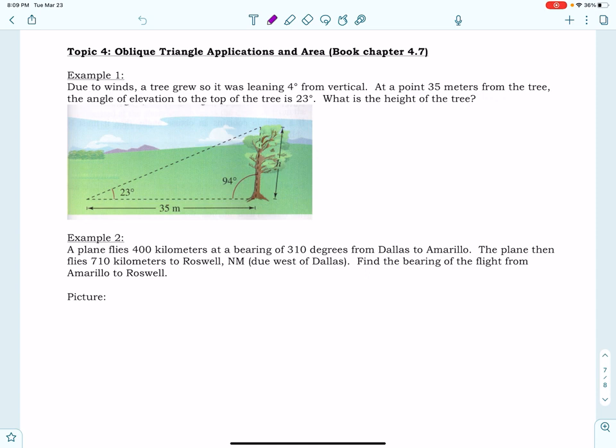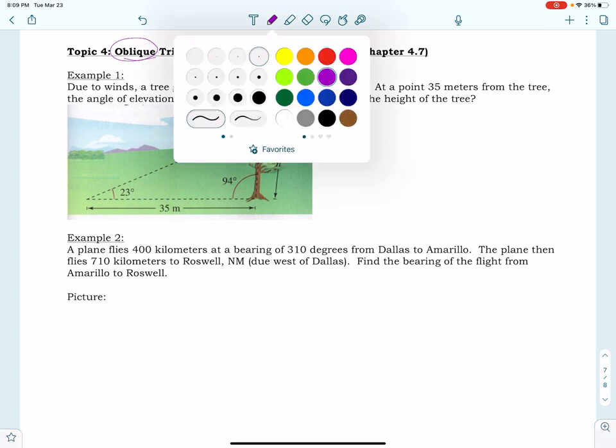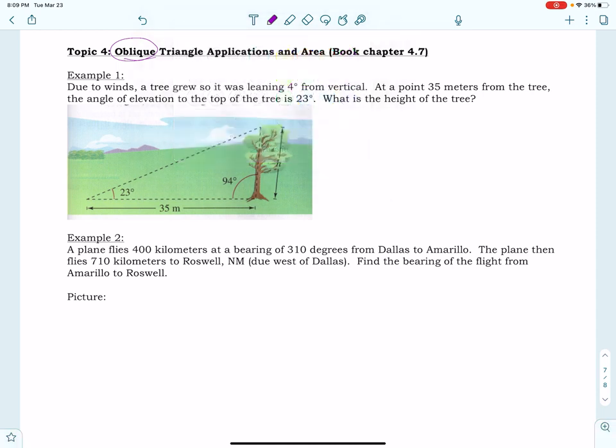That's why we are calling them oblique triangles, just like we did when we were talking about the law of sines and cosines. I don't know why I'm tripping over my words. Yeah, well, it's whatever.